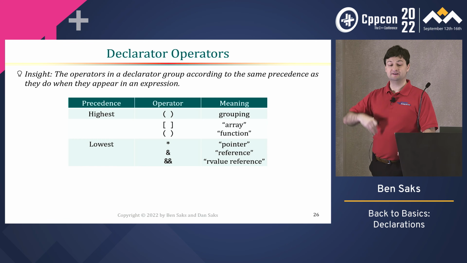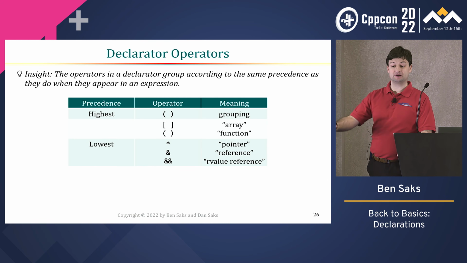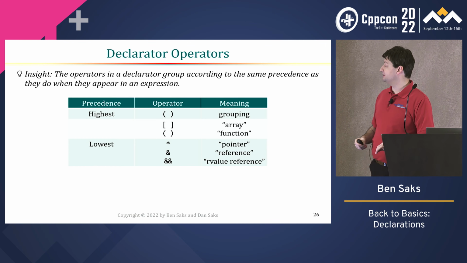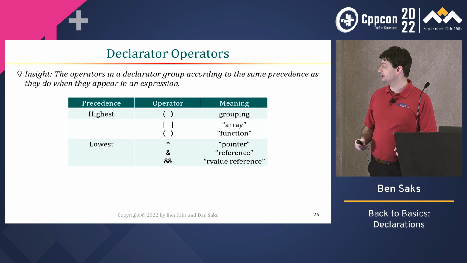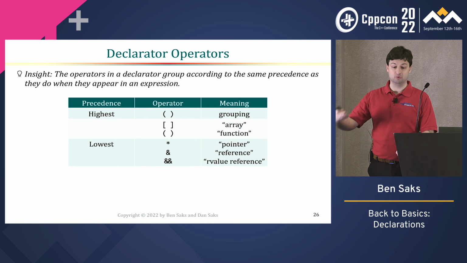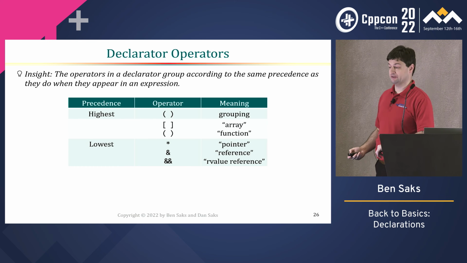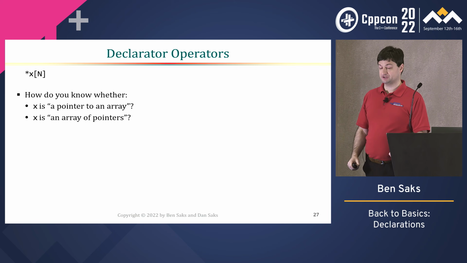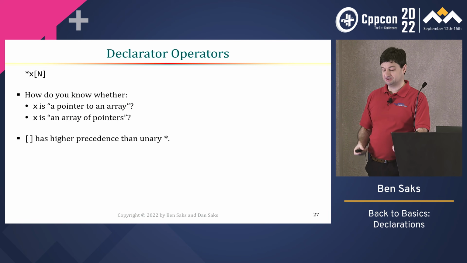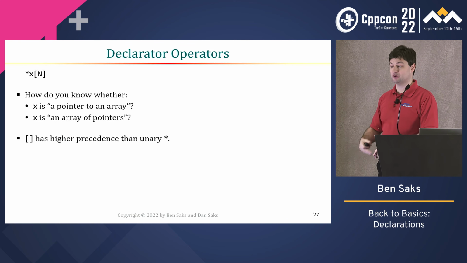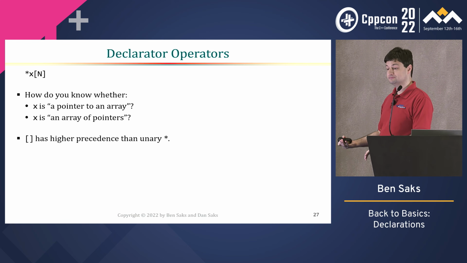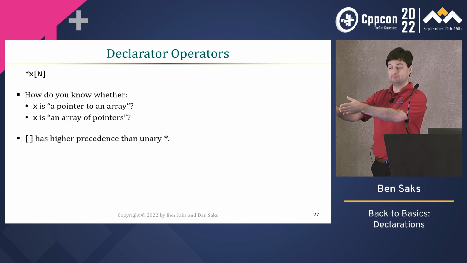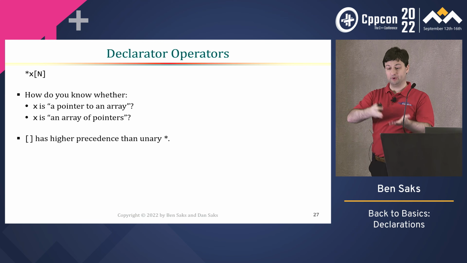As grouping, they have the highest precedence of all. The square bracket and parentheses that indicate function are at the next level, and below that we have pointer, lvalue reference, and rvalue reference. And so this is an array of pointers because the square bracket has a higher precedence than the star. So it takes effect first. X is first an array. An array of what? An array of pointers.